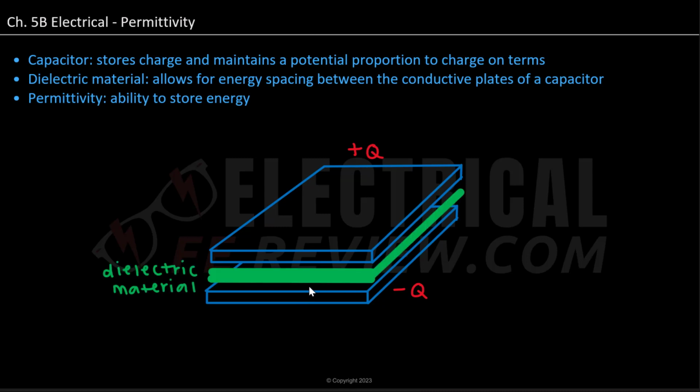Knowing that our dielectric material sits between the two conductive plates of the capacitor, we can define this to be distance d. We can also define the cross-sectional area of the conductive plates to be variable A. All of this relates to permittivity since it is the ability to store energy.